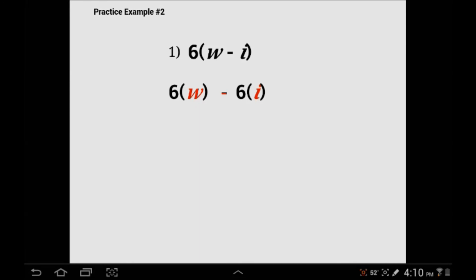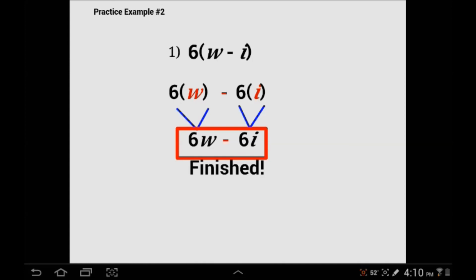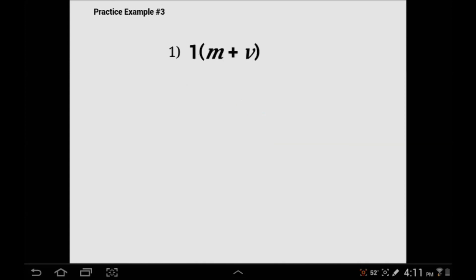So 6 times w is going to be just 6w. 6 times I is going to be 6i. And that's all you can do with this problem. We are absolutely finished. Those are not like terms. You cannot subtract them. There's no way to put them together. They're not the same.